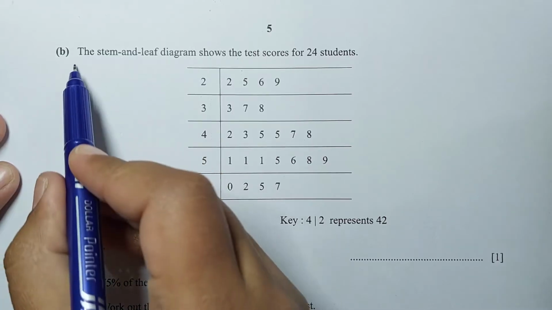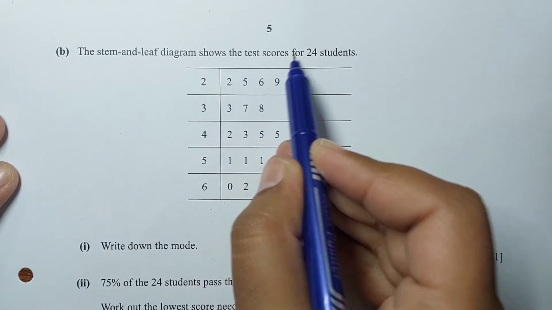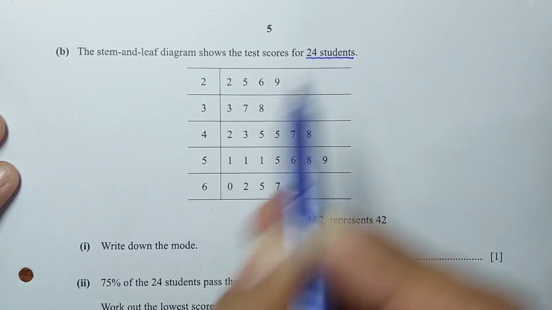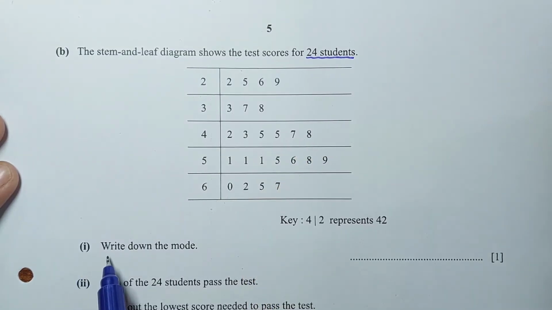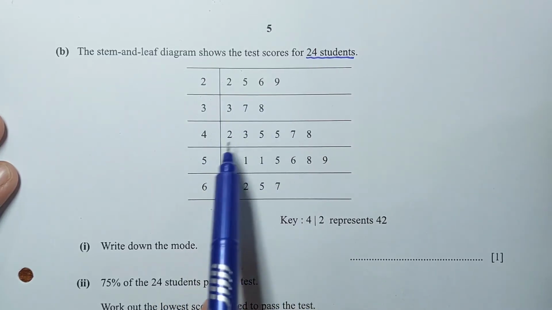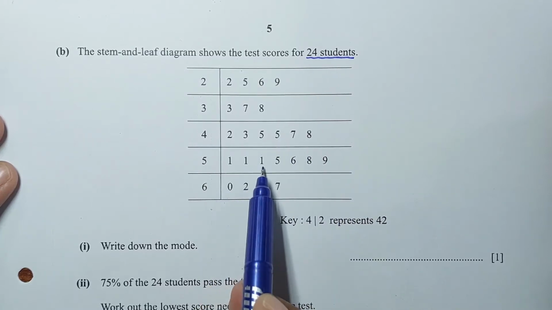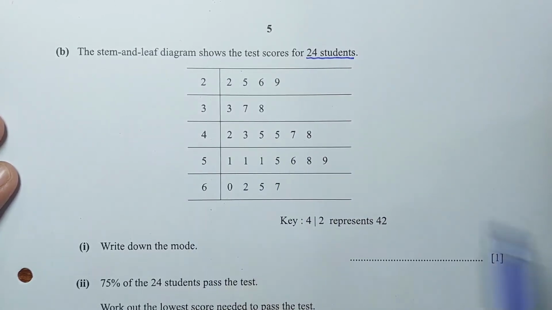Now for part B, the stem and leaf diagram shows the test scores for 24 students. Okay, number one, write down the mode. The mode is the most repeated value, right? Okay, 5 and 5, 1, 1, 1. Okay, 51 is the most repeated one. So the mode is 51.